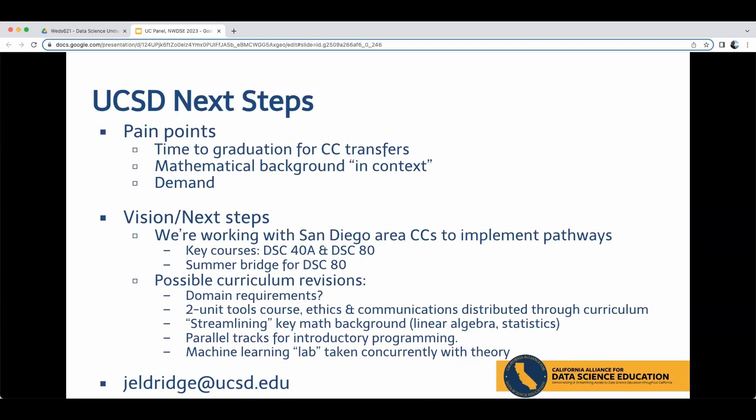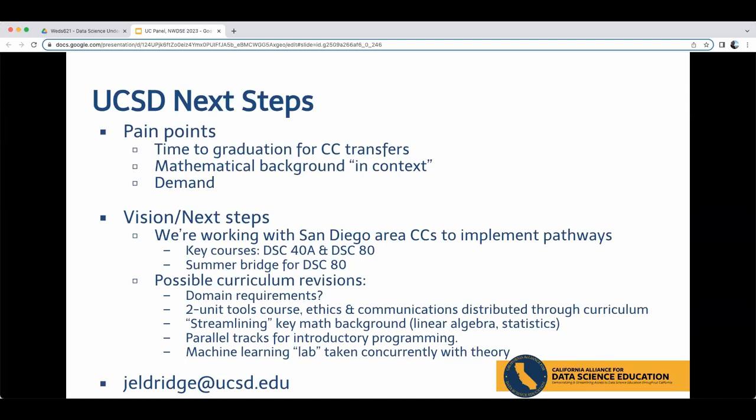Streamlining key math background: there are 3 machine learning courses, and each of them has to do a linear algebra recap at the beginning of the quarter. So we want to have a common set of material that they can draw from, so that students see math and even the same notation throughout all their courses. This summer, I'm going to be working on a textbook that we'll use throughout our lower division machine learning theory course, 40A, and our upper division machine learning.